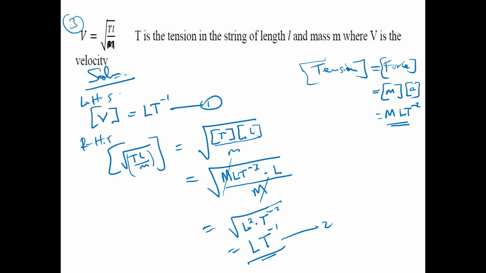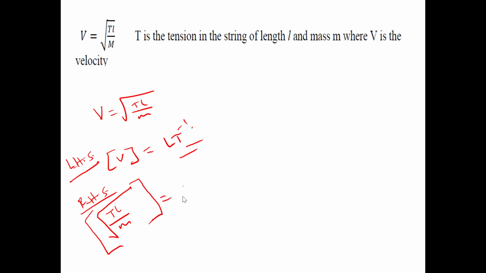And this is our right-hand side. So therefore, we shall conclude by saying that therefore the left-hand side dimensions are equal to the right-hand side dimensions. And so the equation is dimensionally consistent. Put that in words as well. And that is it. Yes, I had made a small mistake here.